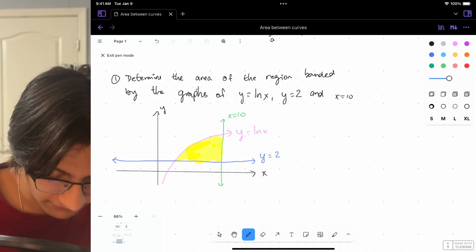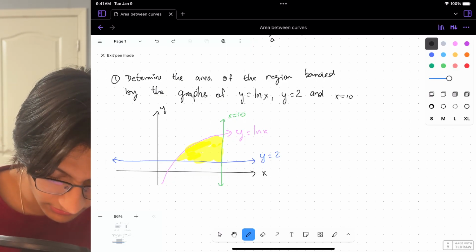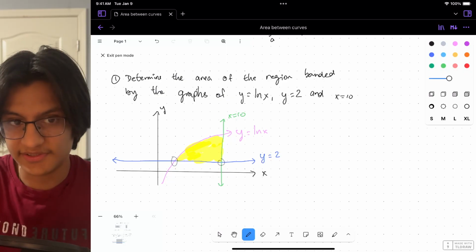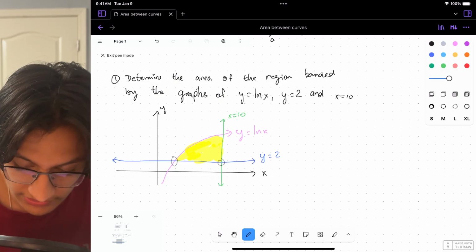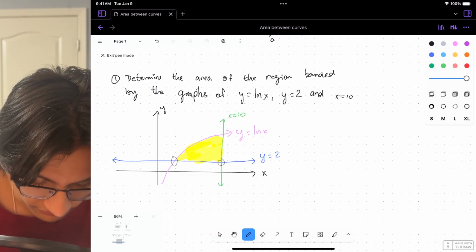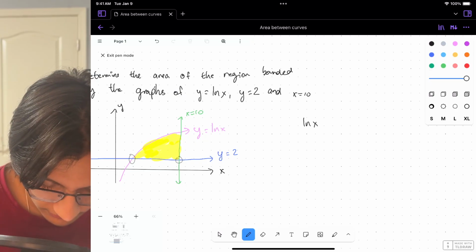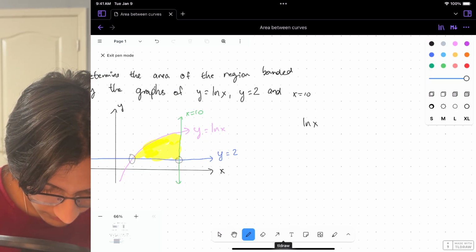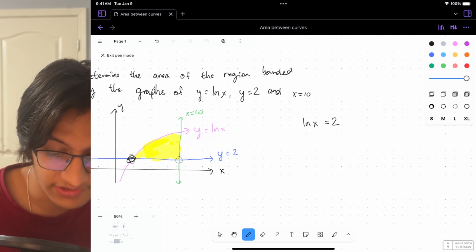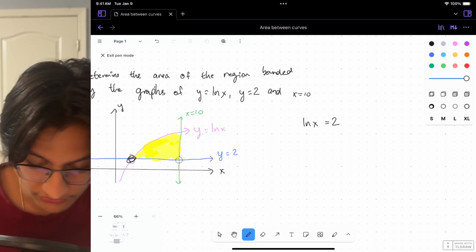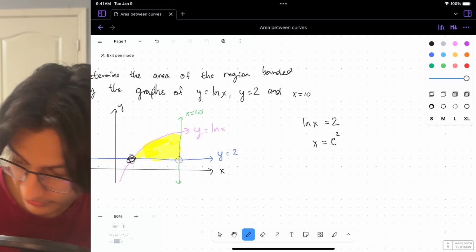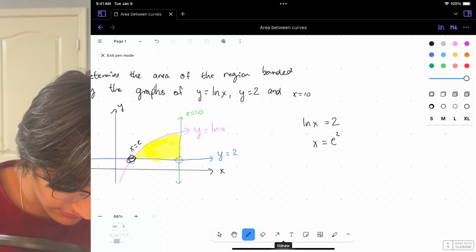Well, first of all, we need to find where it intersects here and here, because we know that we're going to make vertical slices, or not slices, but like rectangles, right? So let's just find where the graphs intersect. First we need to set y equals ln x equal to 2, because we're trying to find this point right here. So we're going to set ln x equals 2. So that means that x will be e squared, right? So this point is going to be x equals e squared.